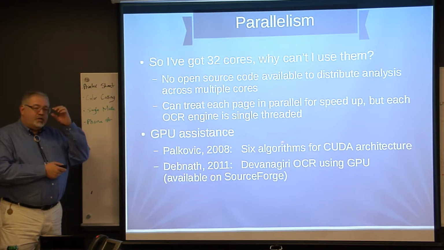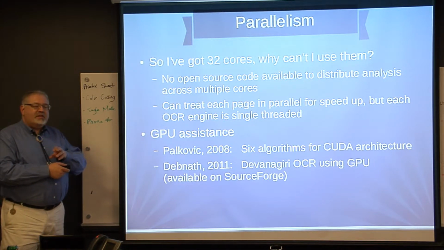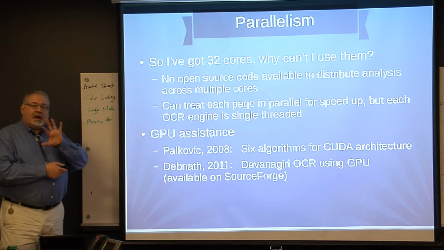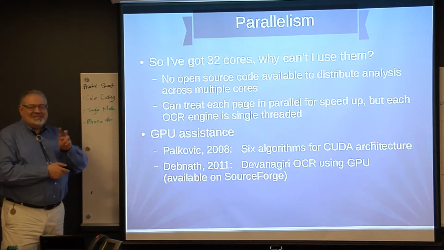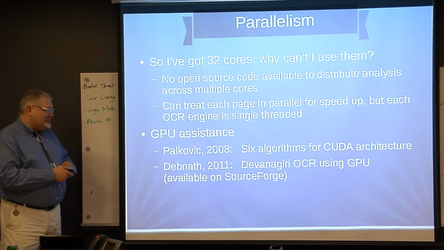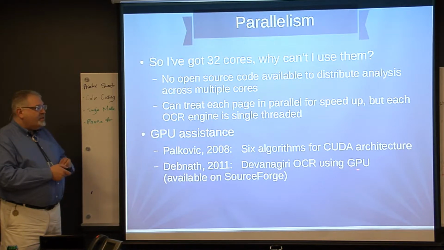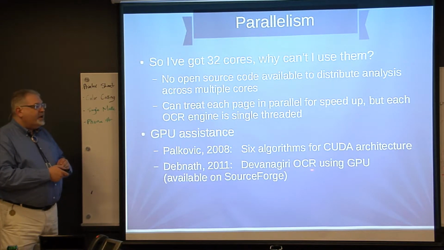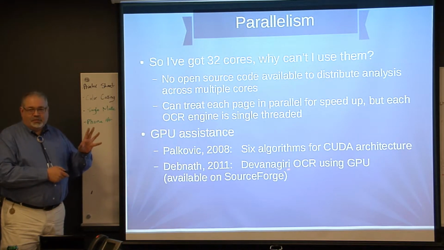With a GPU, you could speed up OCR pretty dramatically, and it makes a lot of sense, especially since it's got a lot of shaders. A lot of the hardware we use to play Call of Duty could also be used for this slightly more serious pursuit. And then Debnath wrote on SourceForge an OCR for one of the scripts of India, Devanagari, using GPUs, and it runs wickedly fast. It's incredible, apparently.